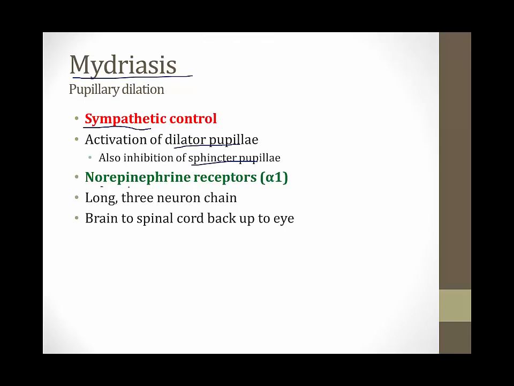This uses norepinephrine as a neurotransmitter acting on alpha-1 receptors. In contrast to the parasympathetic system we just talked about, the system for mydriasis is a much longer system. It involves a 3-neuron chain. It starts in the brain and travels down to the spinal cord and then back up to the eye.